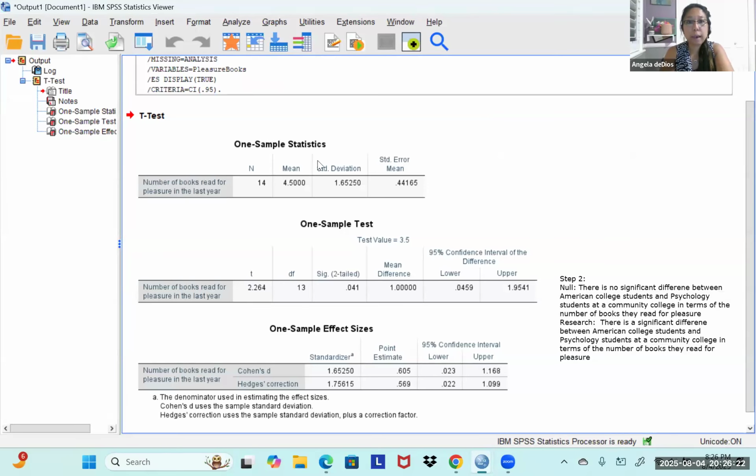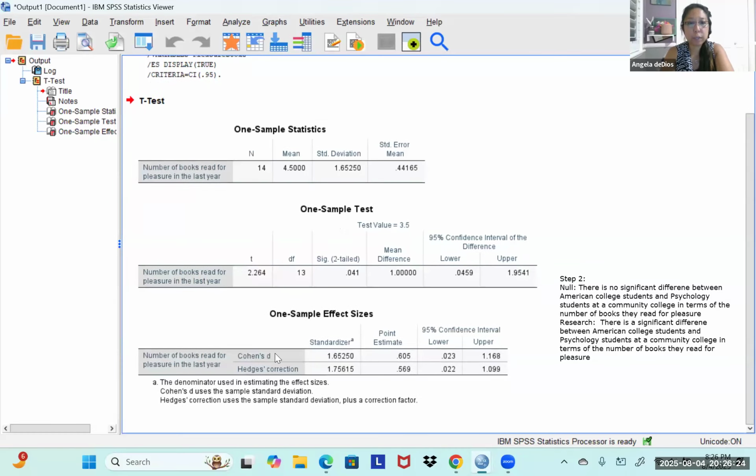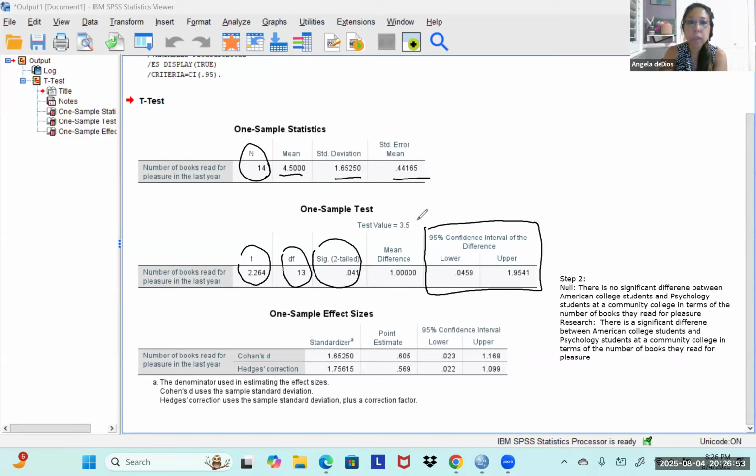So now here is what the output looks like. The first thing that it's going to give me is the number of scores in my sample. It's going to give me the mean, the standard deviation, and then the standard error of the mean. Then it's going to give me my t statistic, my degrees of freedom, my p-value, and my 95% confidence interval here. It's also going to give me Cohen's d, and we use the standardizer.